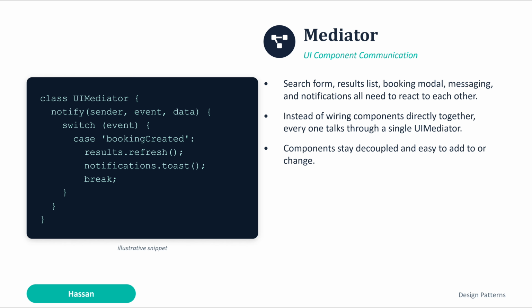Now for slide 9, this is the mediator. Our UI has several components: the search form, the result list, the booking model, the messaging panel, and notifications. They all need to react to each other's actions without being directly wired together. Instead of each component calling the others directly, they all talk to a single UI mediator. When the booking model confirms a reservation, it tells the mediator, and the mediator decides which other components need to update.